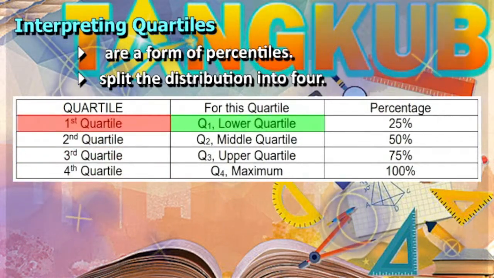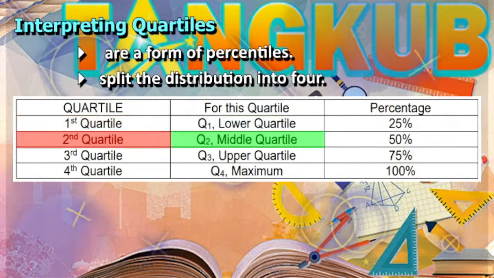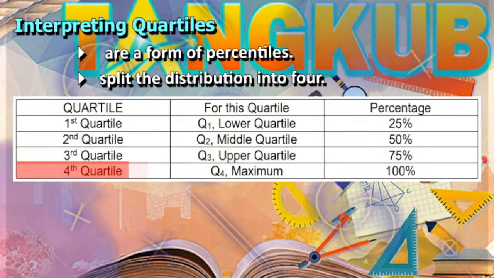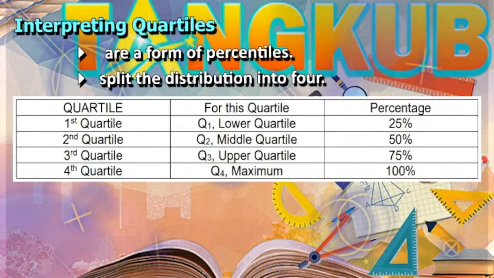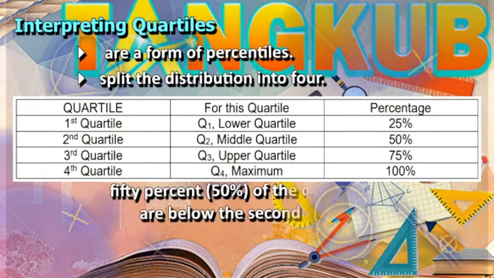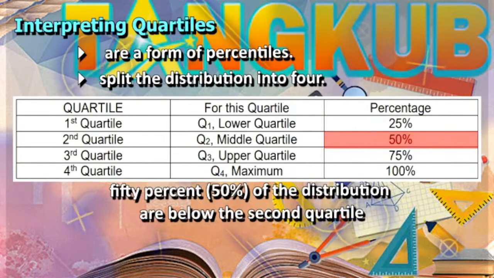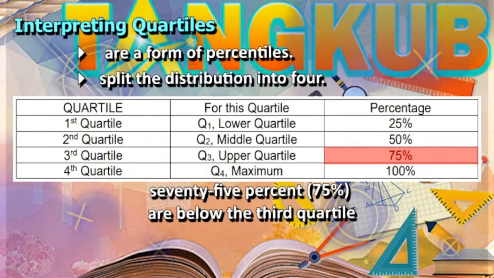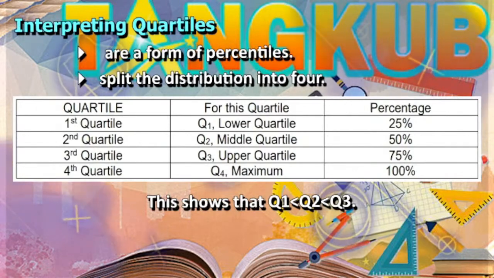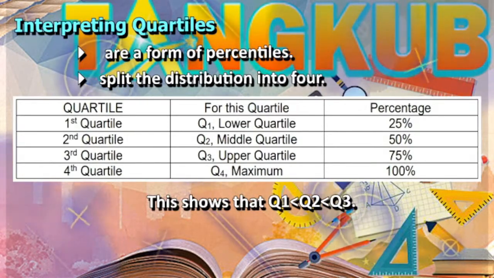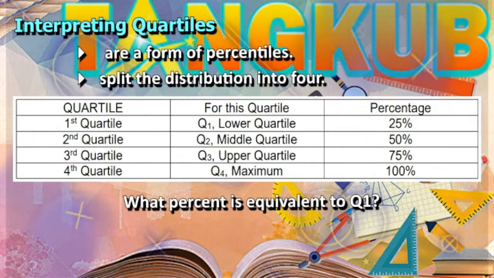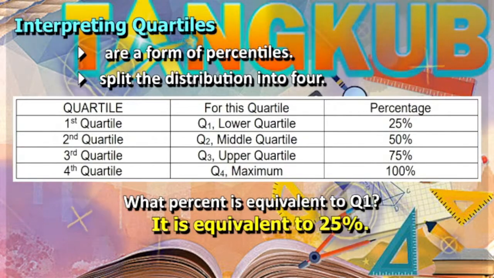The first quartile is called the lower quartile. The second is called the middle quartile. The third is called the upper quartile. And the fourth is called the maximum. 25% of the distribution are below the first quartile. 50% of the distribution are below the second quartile. And 75% are below the third quartile. This shows that quartile 2 is greater than quartile 1 but less than quartile 3. Question: what percent is equivalent to quartile 1? Right, it is equivalent to 25%.